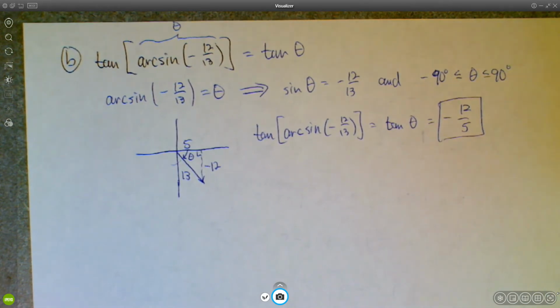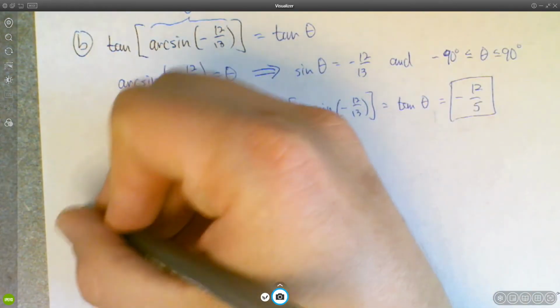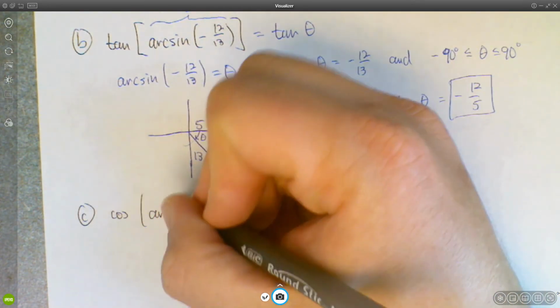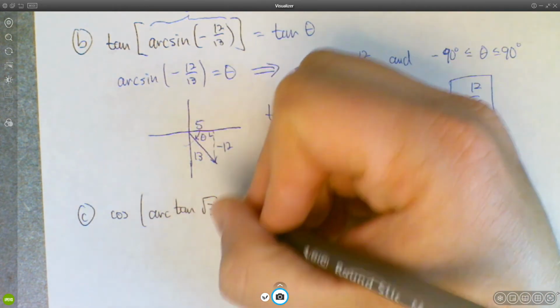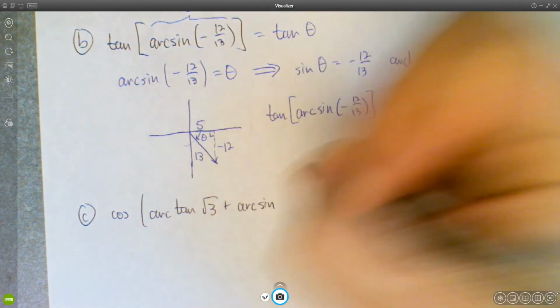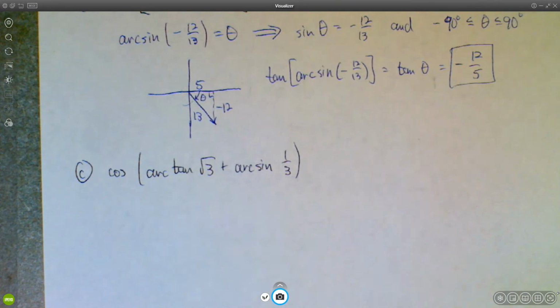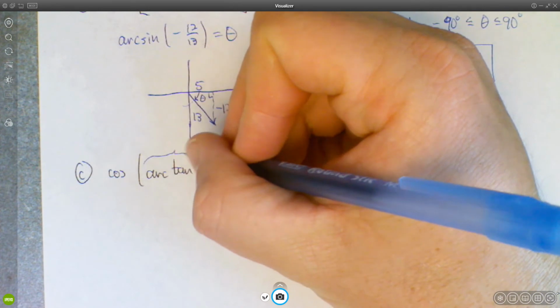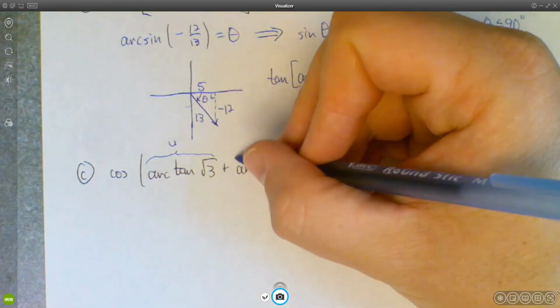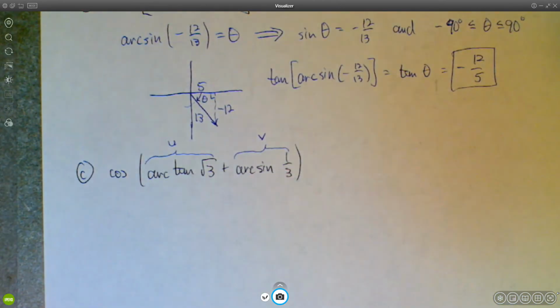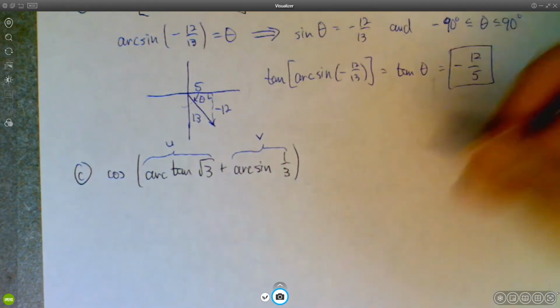Okay. Very good. And one more. This is kind of a fun one. Let's do cosine of arc tan root 3 plus arc sine 1/3. Now I'll give you a hint. Here's what I would do. I would maybe call one of these things u and call the other thing v, or you could use theta and phi or whatever. But this is really just cosine of u plus v.